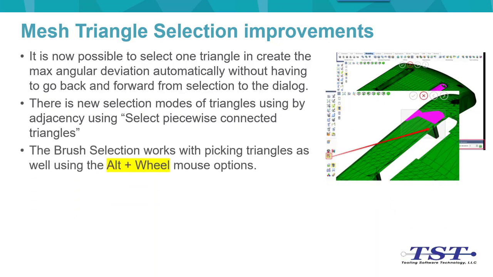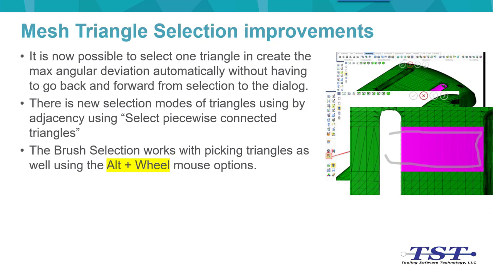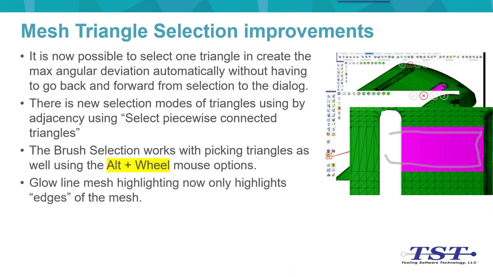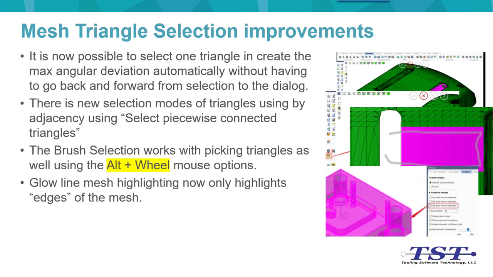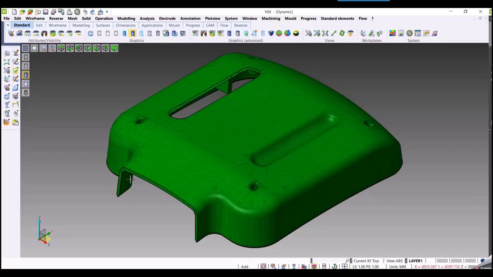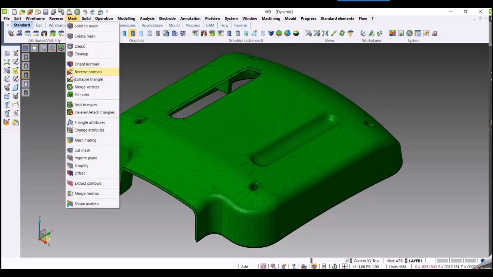And within the brush selection, we have the ability to pick the windows using the Alt wheel mouse button, just like what was shown before. So the glow line is now highlighted only on the highlighted mesh edges. And we have an option for this, use glow lines on highlight, that's already been available. You can change that highlight thickness option, which, again, only affects the triangles that are highlighted. So here's just a quick video showing that.